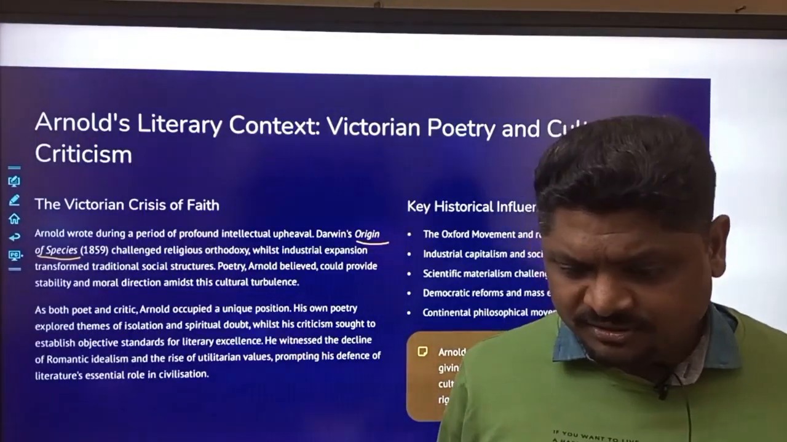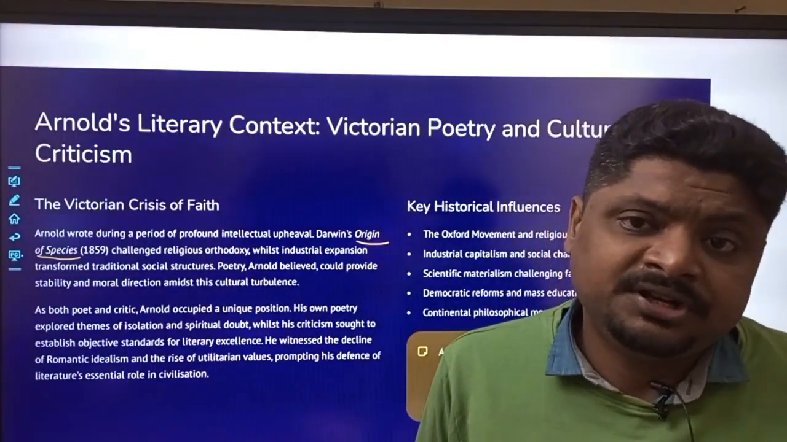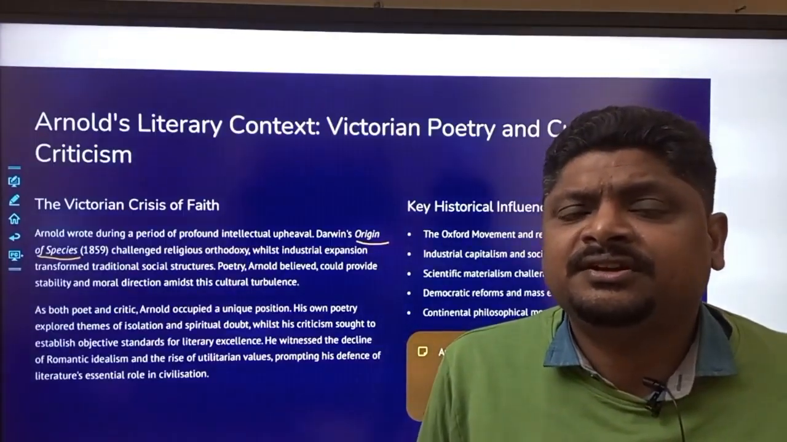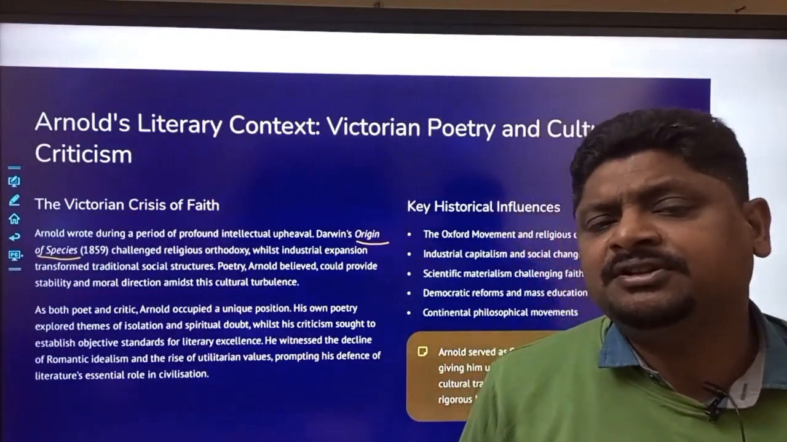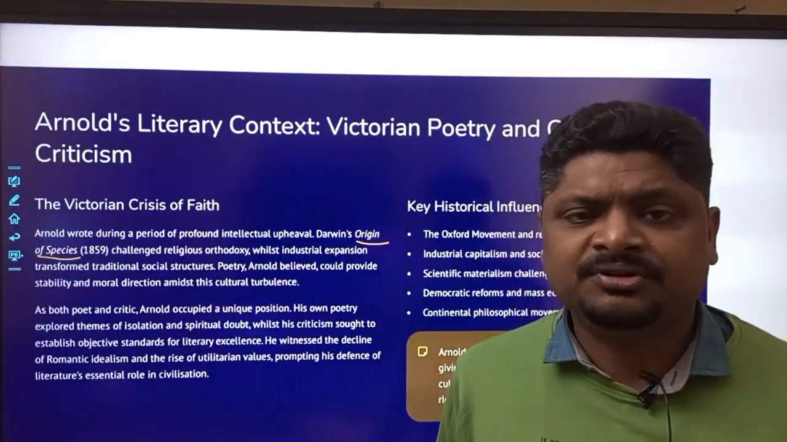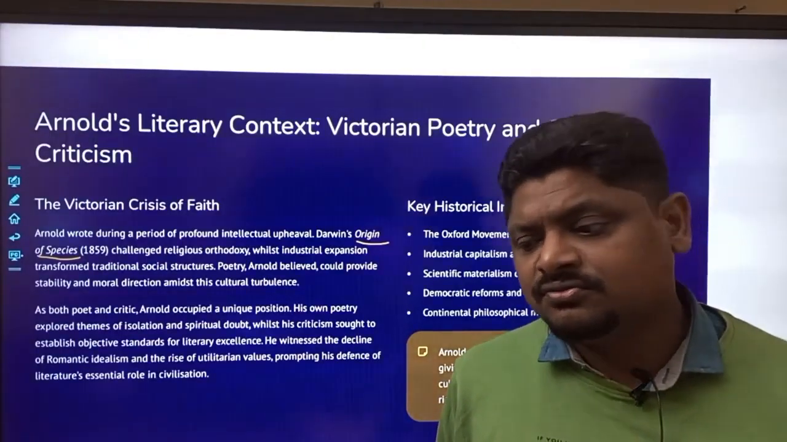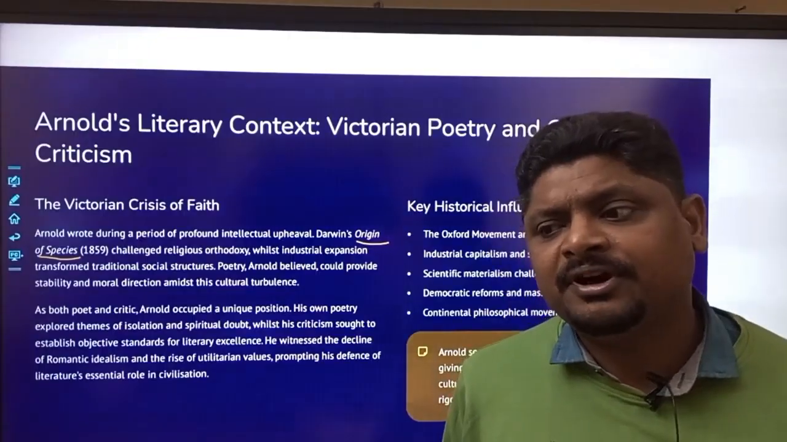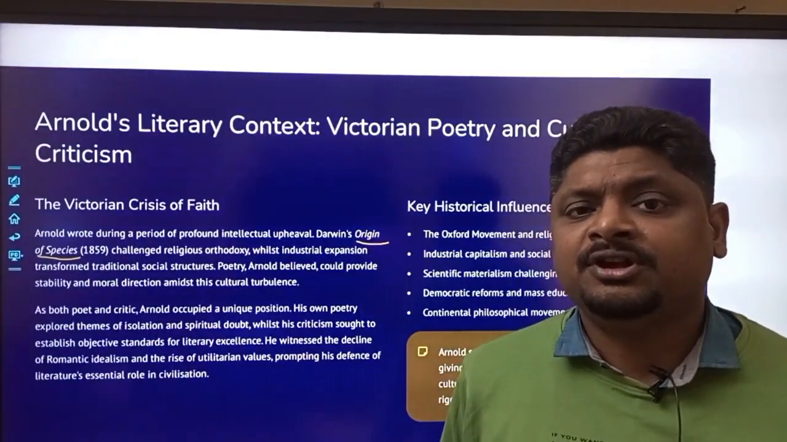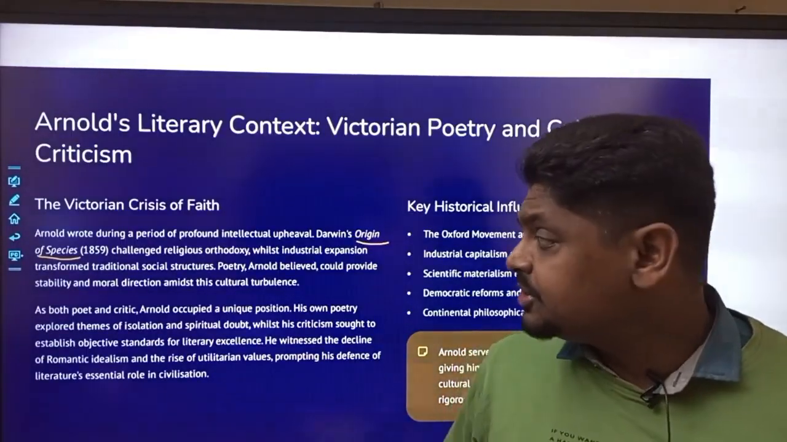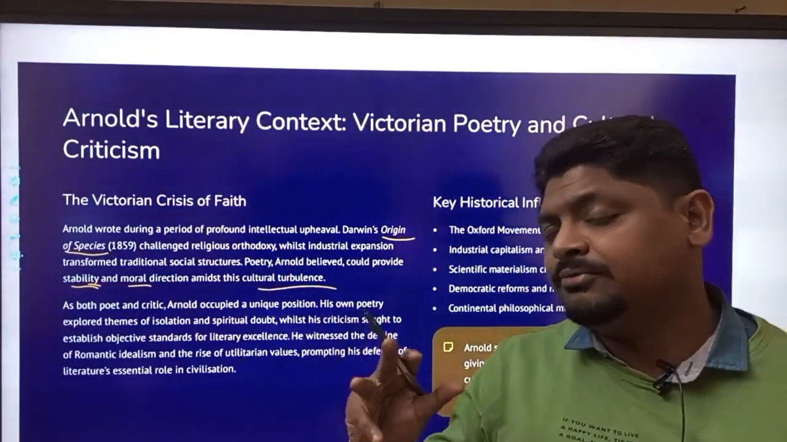It is because there is nothing as such which can provide stability in the Victorian age, because everything was at a crisis. Everything was at the extreme level of crisis. Religious faith is gone, fellow feeling is gone, brotherhood is gone, human relationships are into crisis, everything is into crisis. So what can provide stability? What can provide peace? So it is poetry. According to Arnold, it is poetry which can provide morality, which can provide stability amidst this cultural turbulence.